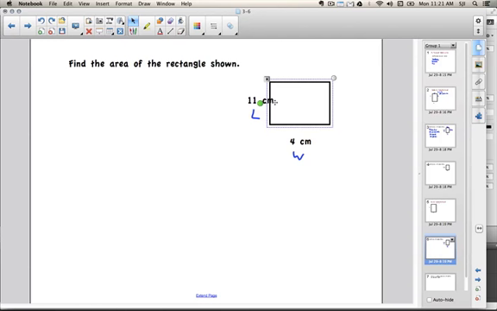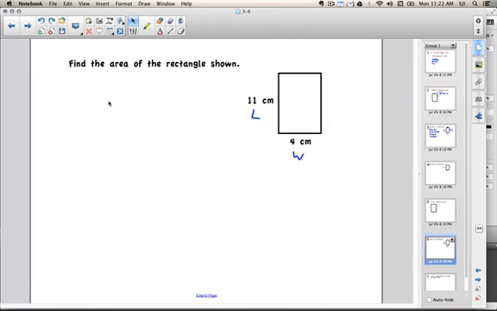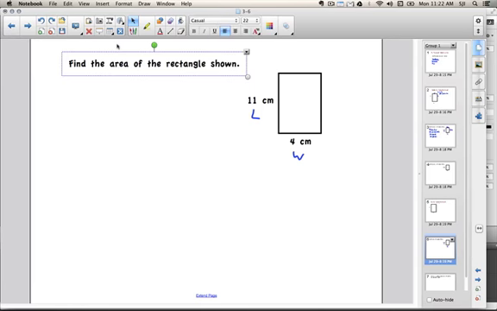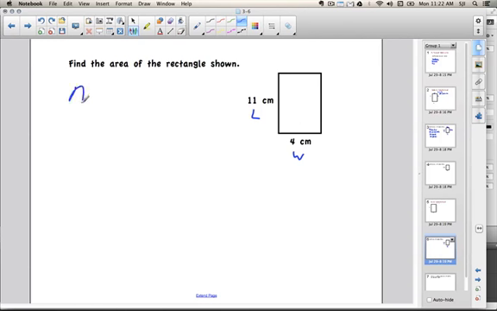And that means that the length and width would be swapped. That means that this side over here would be 4 centimeters and this side over here would be 11 centimeters. It doesn't really matter what you label L and W for the rectangles, as long as you make sure that you use these two numbers. So we know that the area formula is A equals length times width.